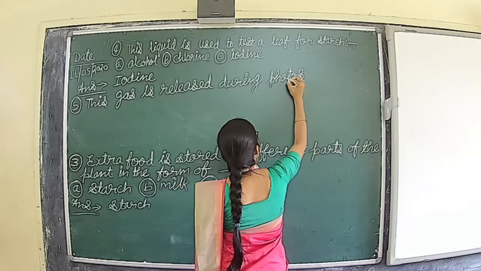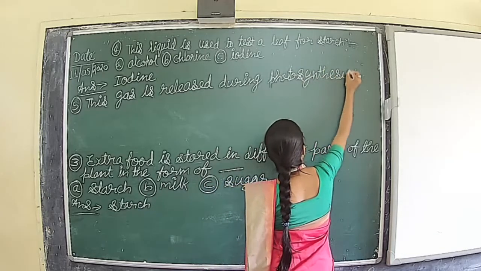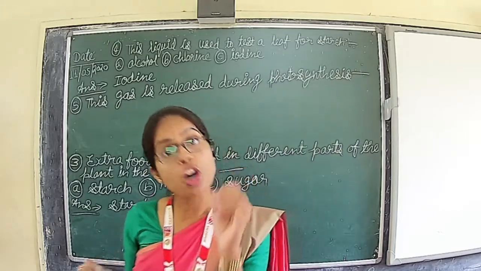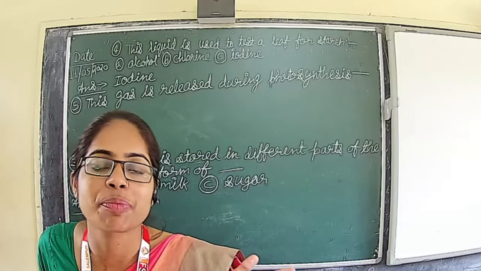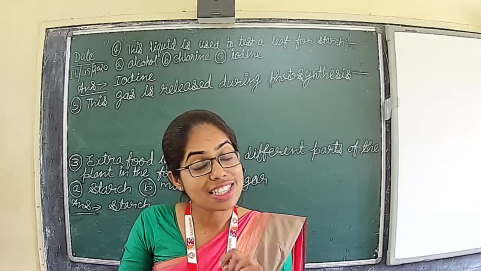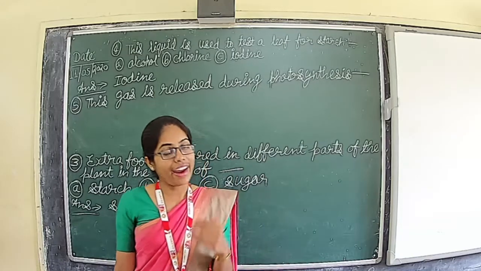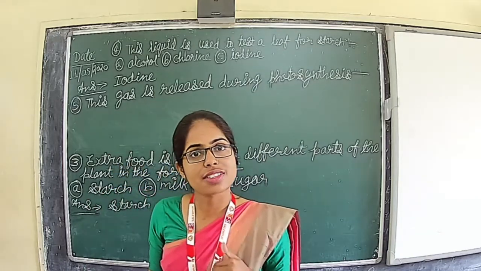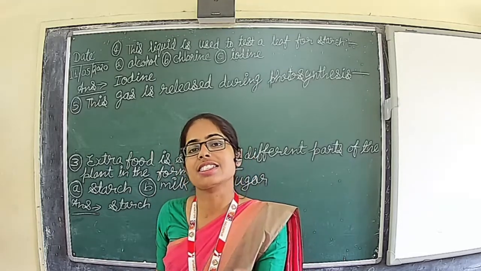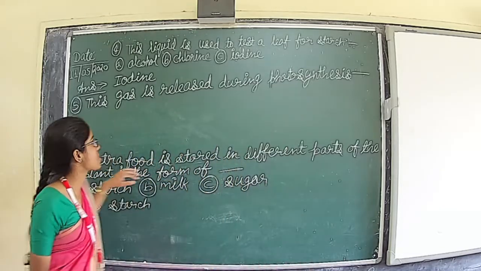Do you remember what is photosynthesis? I have taught you in the last class about photosynthesis. Photosynthesis is the process by which plants make their food. So I think now you remember the answer. Yes, oxygen is released during the process of photosynthesis and carbon dioxide is used. Remember always, carbon dioxide is used and oxygen is released during photosynthesis.